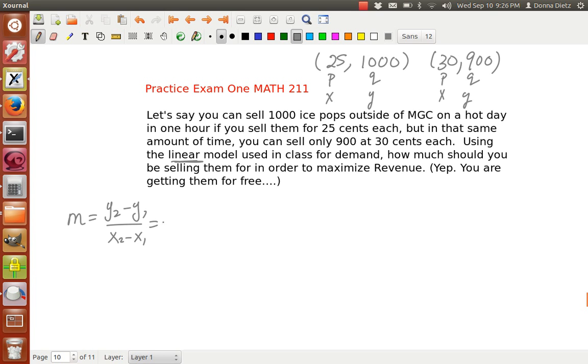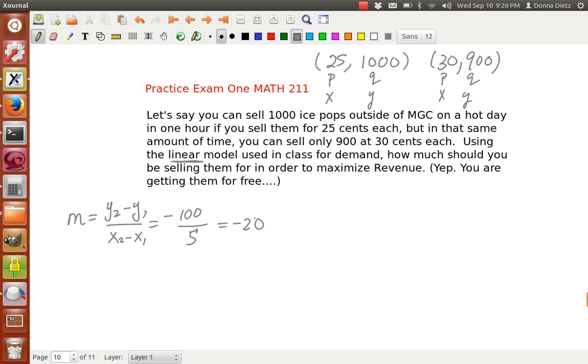And you know it's going to be negative. For these problems, it's always negative. So you can just put the negative in and then just say change in Y is 100. Change in X is the other direction, but it's 5. And so you just have minus 20. So it's saying for every penny you change the price, you're going to lose 20 sales.